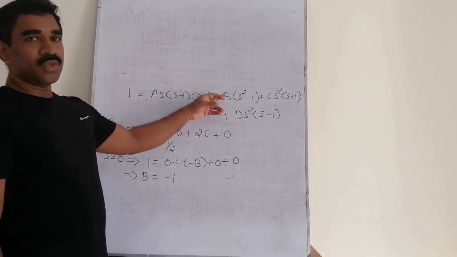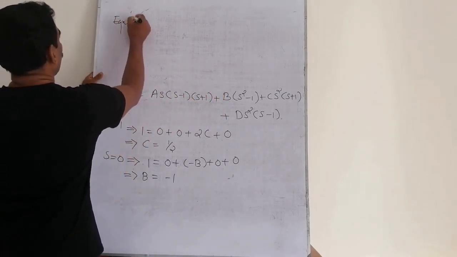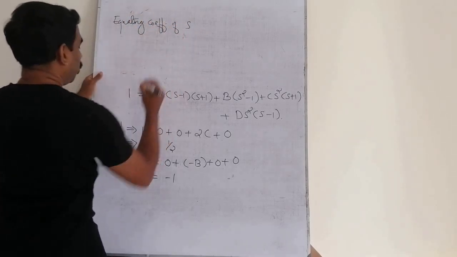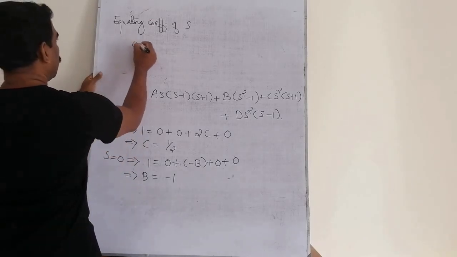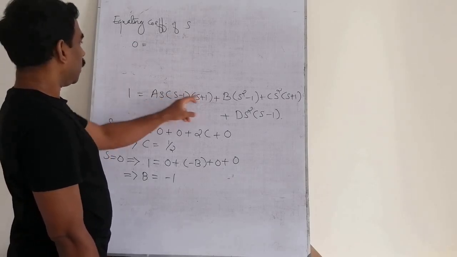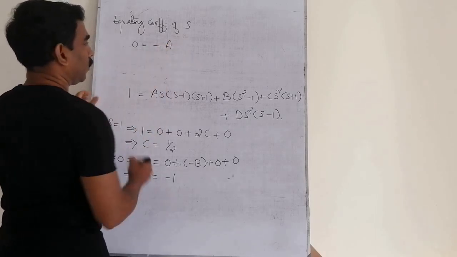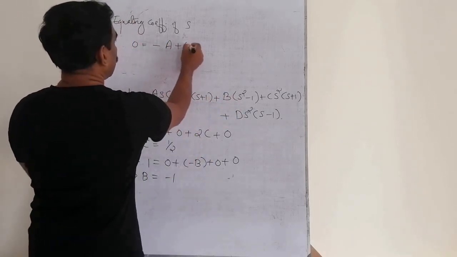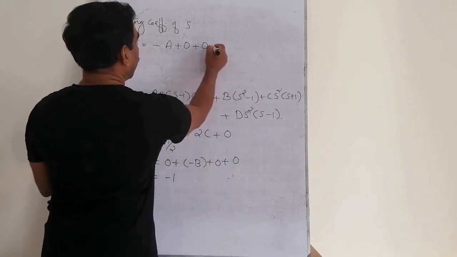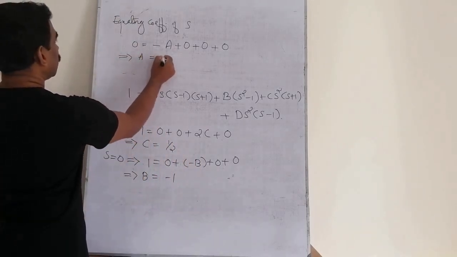Now for obtaining the other coefficients, we are equating coefficients of s. Equating coefficients of s on both sides, the left side has no s, so this is 0. And from the first expression, the coefficient of s, after this multiplication, we get minus A. No s in the second term, 0. Again 0. And the last term doesn't contain s, so this is 0. So that implies A is equal to 0.